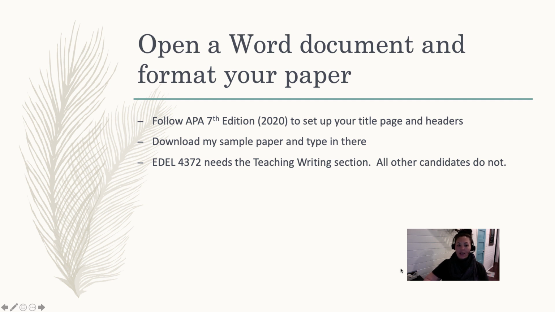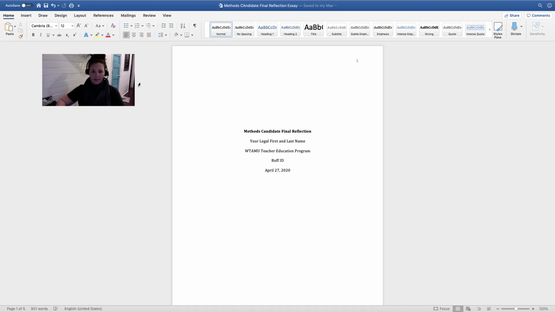If you are in EDEL 4372, that's English Language Arts and Social Studies methods for EC through 6 and 4 through 8, you need the teaching writing section. All other candidates do not. So if you're in my 4330, you're going to disregard that section. Okay, so let's take a look at the sample paper to get you started.